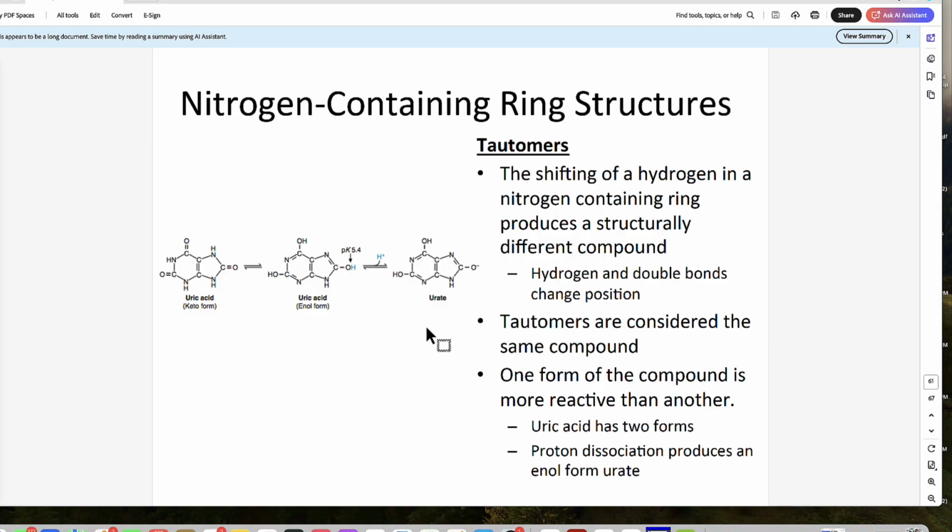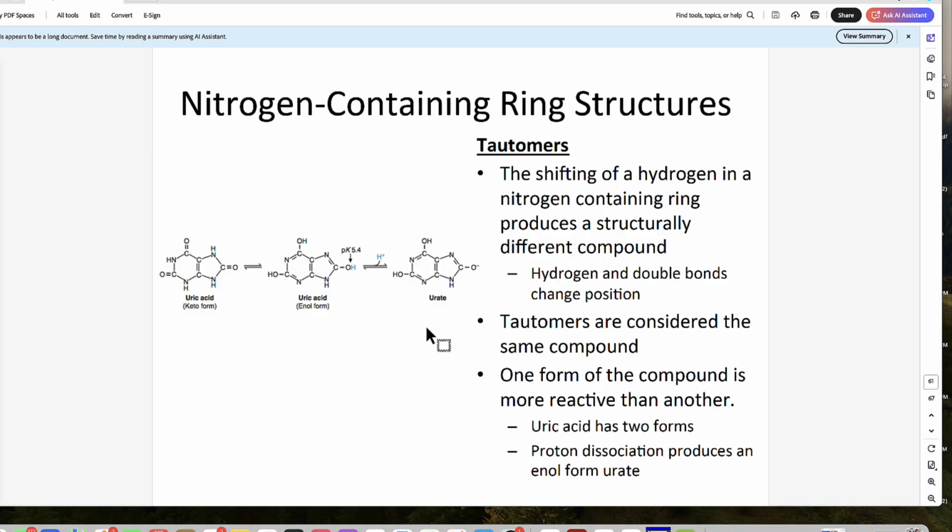You can have a shifting in the structure where the nitrogen is bound to the hydrogen, but the carbon and the oxygen now share a double bond. Okay? They're technically the same molecule, but because they have a change in the chemical bonds, in its reactivity between the molecules within it, it will act differently.